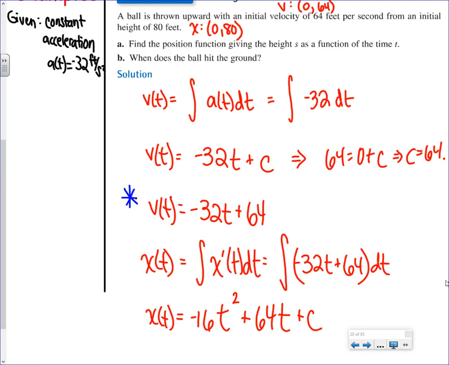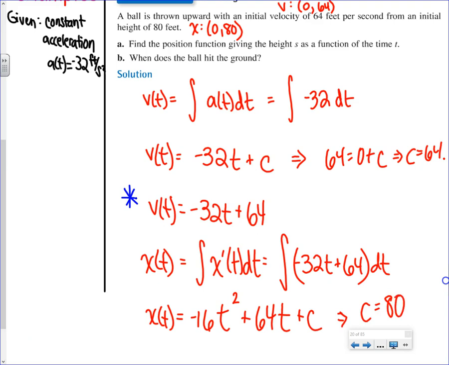Yeah. In the beginning, it tells us the initial height. So when t is 0 at the beginning, the initial h or x or s or whatever you want to call it, the position is 80. So can't I plug in 80 and 0? Yes. Good. Do you see what's going to happen? C equals 80.